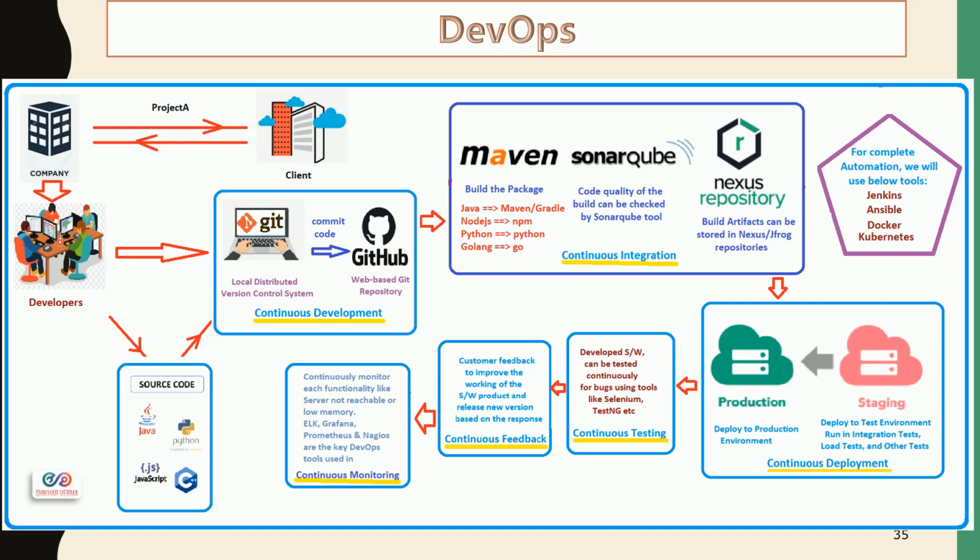Finally, the build artifacts can be stored in the Nexus or JFrog repository. So Nexus and JFrog are both different vendors which provide repositories where you can save your artifacts, that is, your build. And finally, you can automate this entire process, your continuous integration, using Jenkins, right? So first in the lab, I will show you each and everything manually so that you will have the concept in your mind. And then I will show you how we can automate all those things using Jenkins.